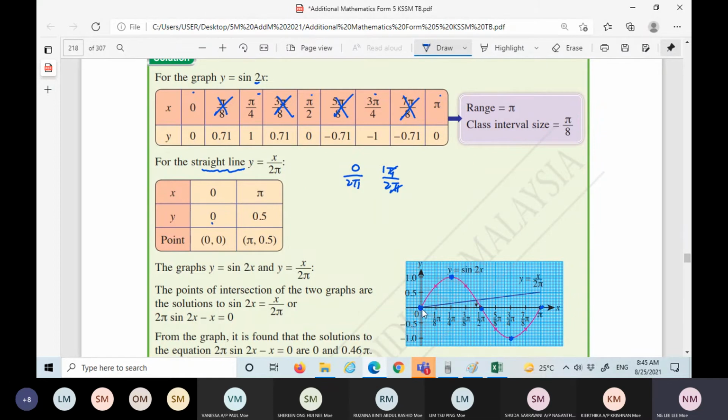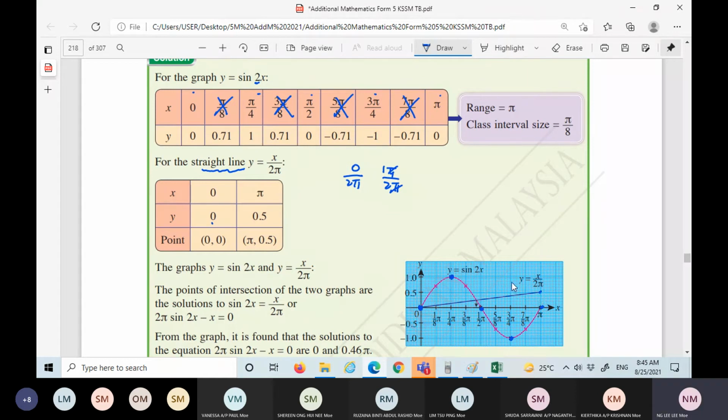First point is (0, 0) here. Second point is (pi, 0.5). So pi is here for x, 0.5 is here. Because it's a straight line, 2 points is enough already. Then get the 2 points, use a ruler, and draw the straight line.